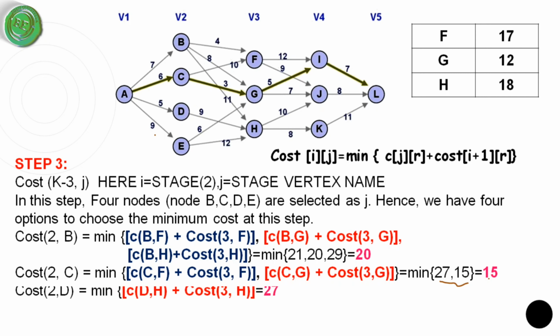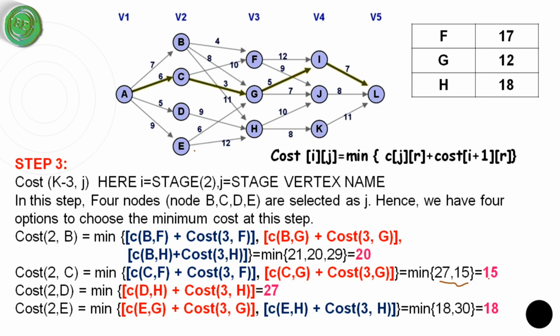And cost of d, its value is 17. So 9 plus 18 is equal to 27. And cost of e, so e to g, its value is 6, and 6 plus 12 is equal to 18. And similarly e to h, its value is 12, and 12 plus 18 is equal to 30. Among these both, the minimum is 18.